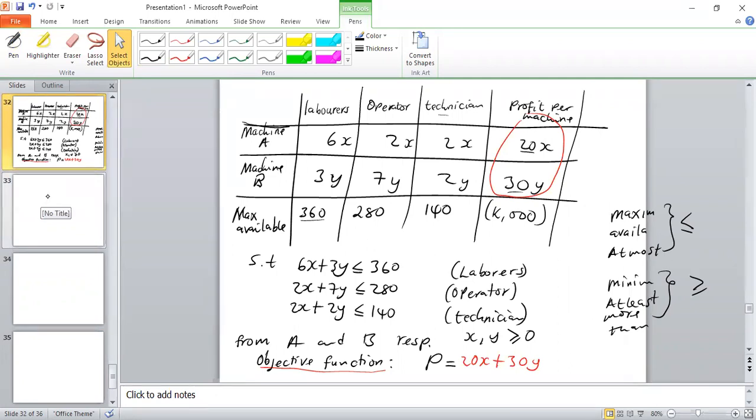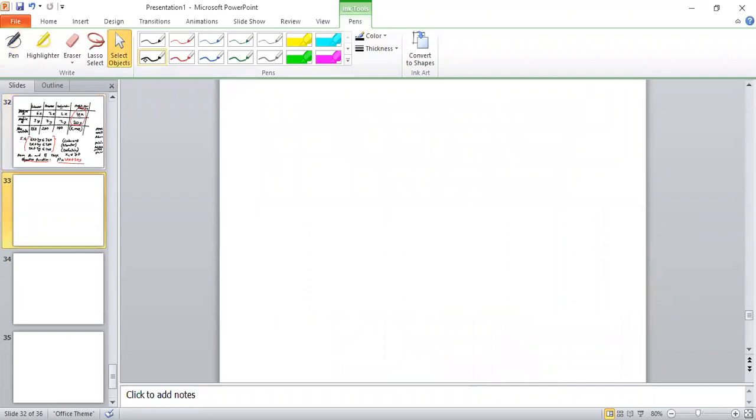Let's rewrite this. I expect you're going to give me in this order. You first give me the objective function, then the constraints. We won't waste time, so just shout out, starting with the objective function. The objective function, P equals what? Someone? 20x plus 30y.